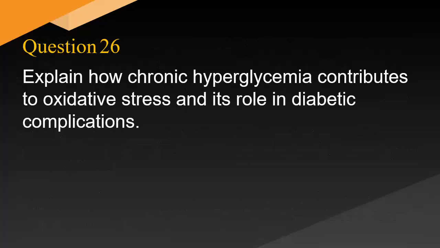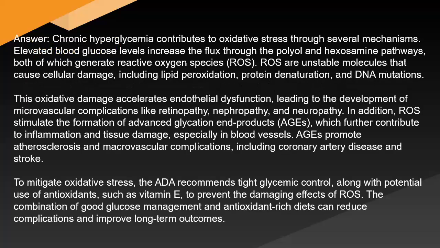outcomes. Explain how chronic hypoglycemia contributes to oxidative stress and its role in diabetic complications. Answer: Chronic hypoglycemia contributes to oxidative stress through several mechanisms. Elevated blood glucose levels increase the flux through the polyol and hexosamine pathways, both of which generate reactive oxygen species, ROS. ROS are unstable molecules that cause cellular damage, including lipid peroxidation, protein denaturation, and DNA mutations.